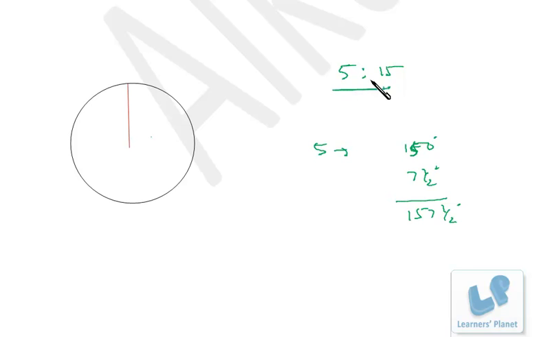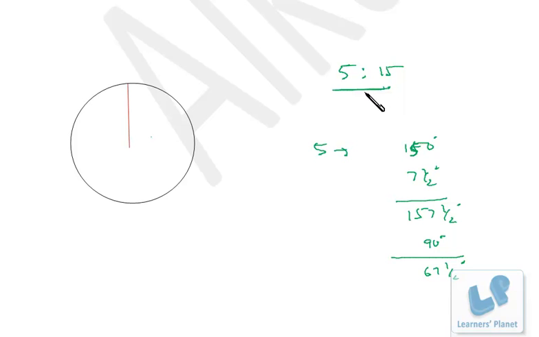Now the minute hand will cover just 15 minutes only. So 15 minutes means the minute hand will be at 3 o'clock. So the angle between this line and the minute hand will be 90 degrees. Okay, so the difference is what? 67.5 degrees. That is the angle between the minute hand and the hour hand at 5:15, right?